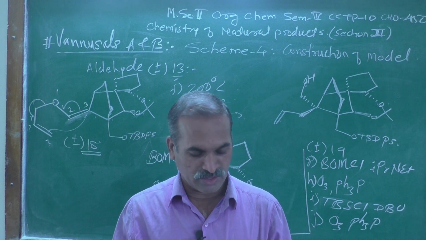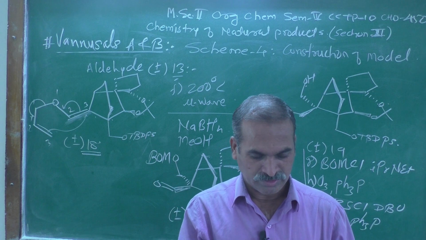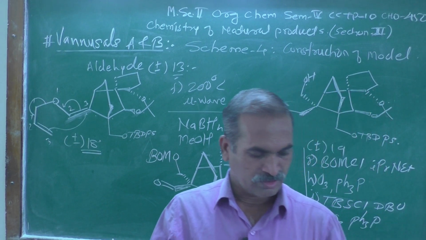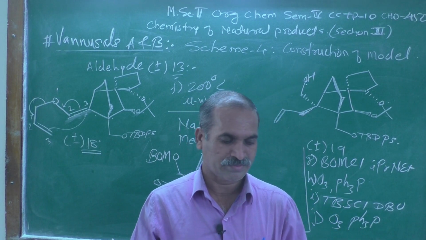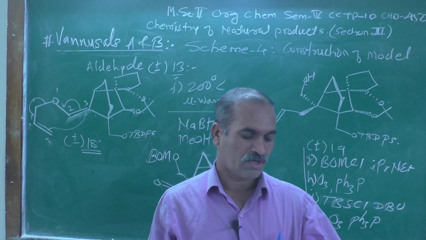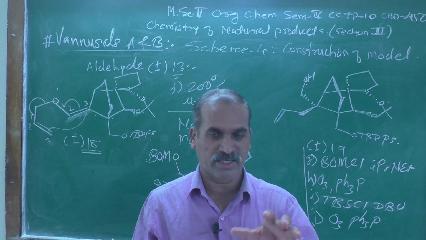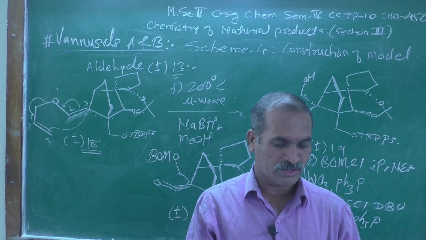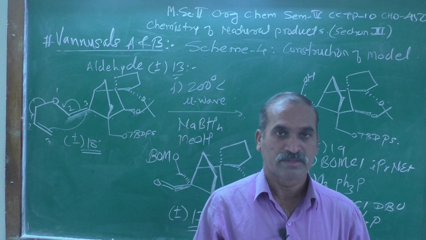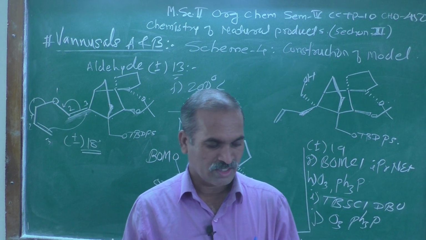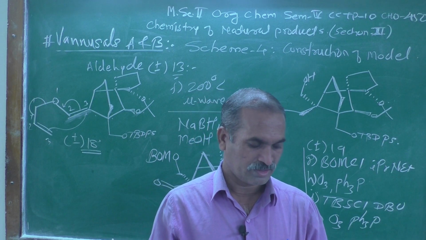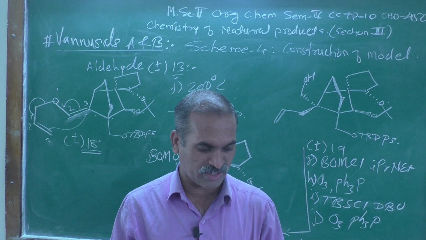We started from compound number plus minus 15 and added appropriate reagents A and B. After these two steps we got compound number 16, and then we treated compound 16 with two more reagents, C and D. After two steps we get compound plus minus 17, and after treatment of 17 with KH, that is reagent E, we got structure plus minus 18.